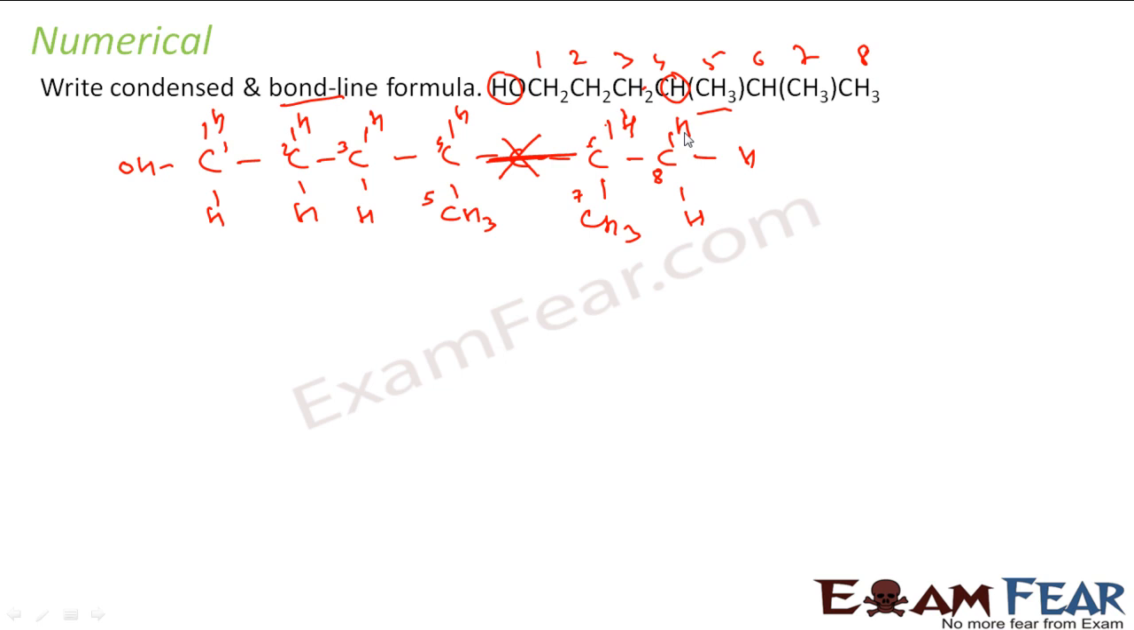Now let me draw the bond line formula for this. To draw a bond line formula, I have to remove all hydrogens. I can't remove OH, but I can remove hydrogens. All the hydrogens have to be removed, and all the carbons become dots. So how many dots do I have? 1, 2, 3, 4, 5, 6 dots in a line, right? So let me draw 6 dots. These are my 6 dots now.